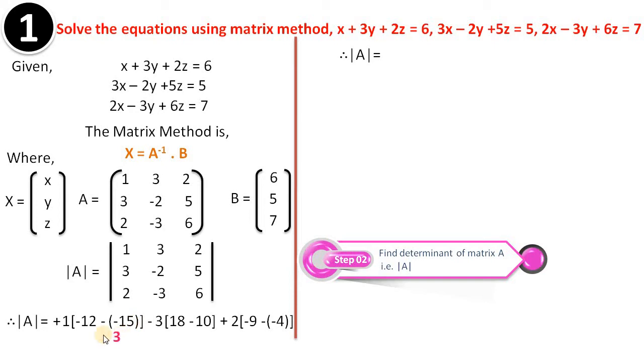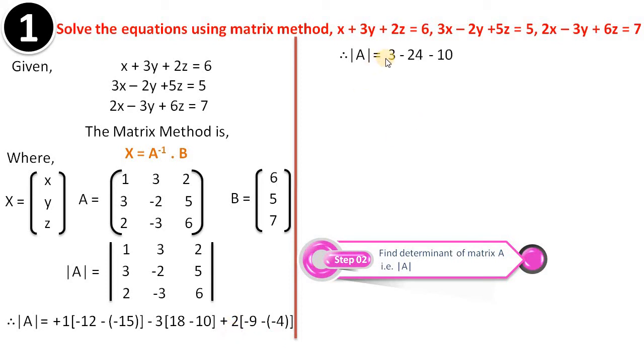And when I multiply this 3 to 1, it will be 3. Now next 18 minus 10, that is 8. And now multiply this 8 to minus 3. So 8 into minus 3 is minus 24. Now simplify this bracket. Minus 9, minus minus will become plus. So minus 9 plus 4 is minus 5. And minus 5 multiplied to 2 is minus 10.